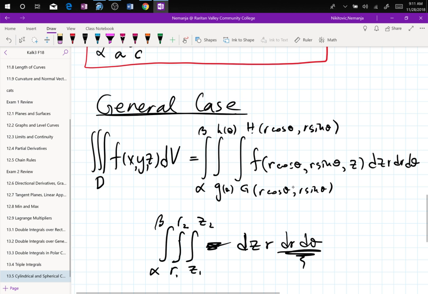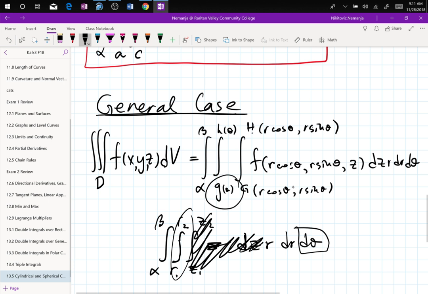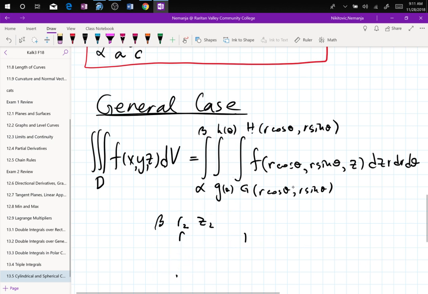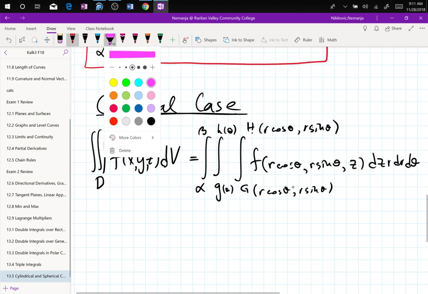It's very straightforward. And once you are done with z, you scratch that out, and then you ask yourself, well, what are my limits for r, where r is only in terms of d theta? Well, great. That's what it actually is. G of theta, h of theta. All right, let's put this in perspective by working out some examples. So this is our big formula right here.